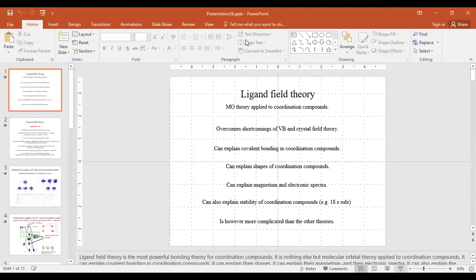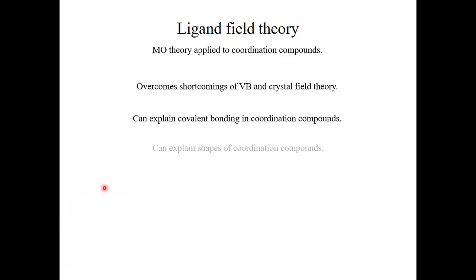So the ligand field theory is nothing else but molecular orbital theory applied to coordination compounds. The most powerful theory, it can make the best explanation, the best predictions, but on the other hand, it's also the most complicated theory. Okay, so it can overcome the shortcomings of the valence bond and the crystal field theory. So it can explain covalent bonding in coordination compounds. So it can explain the shapes of the coordination compounds well.